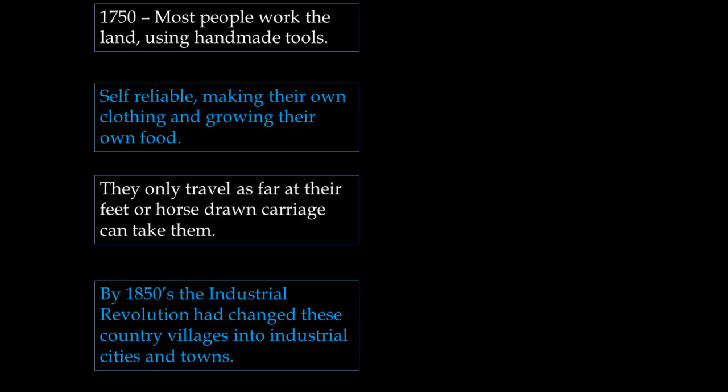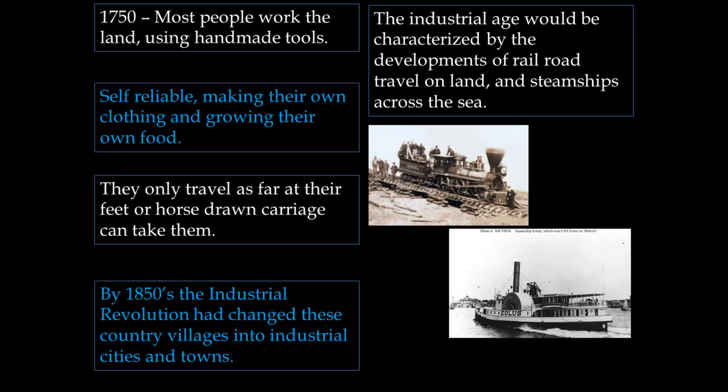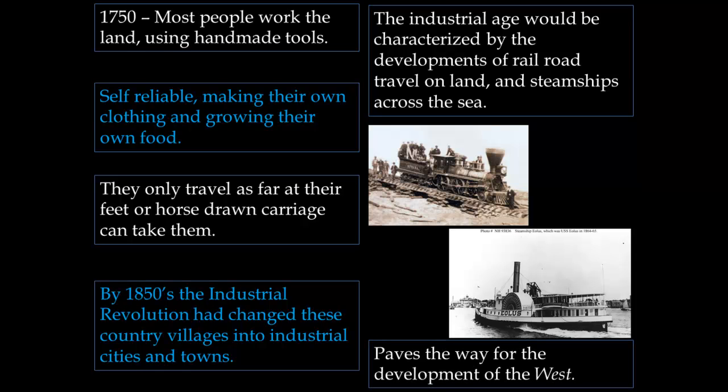By the 1850s, the Industrial Revolution is going to change these country villages into industrial cities and towns, and no longer will people be limited by their feet or horse-drawn carriage, with the development of locomotives and steamships. Along with that, this is going to pave the way for the development of what we consider the West. And the West just refers to Great Britain, Western Europe, and eventually North America.